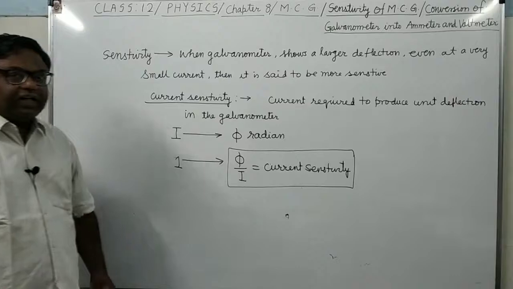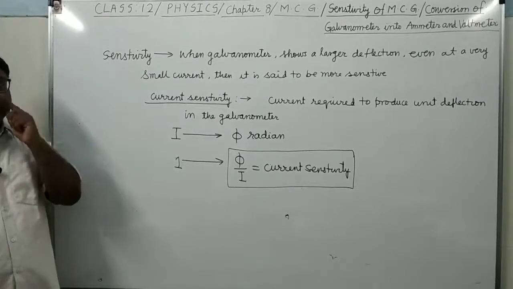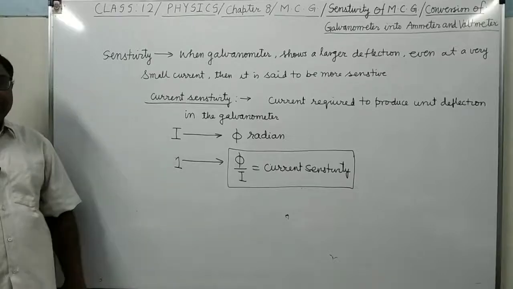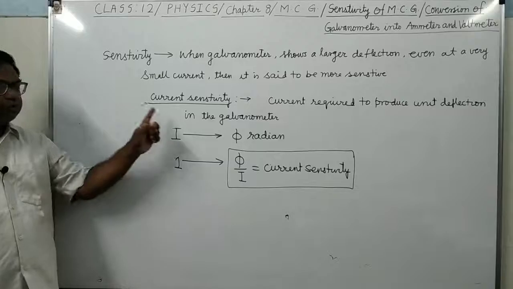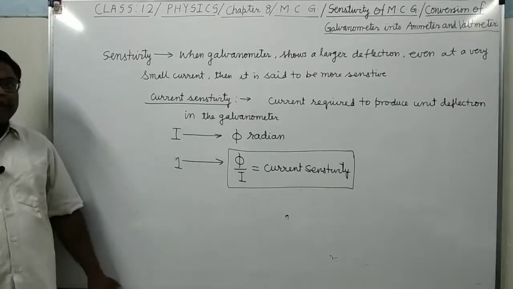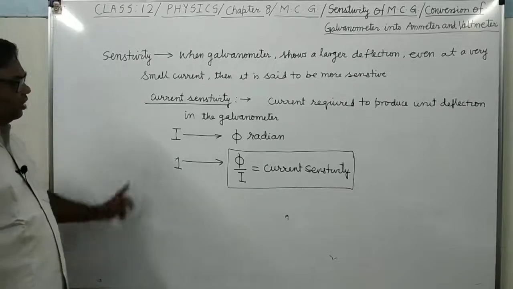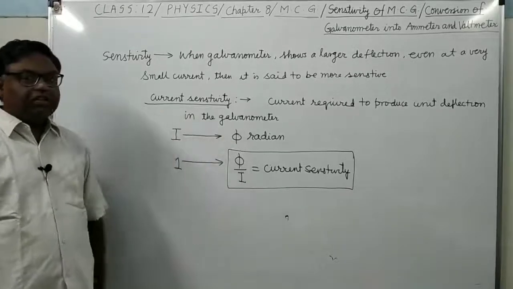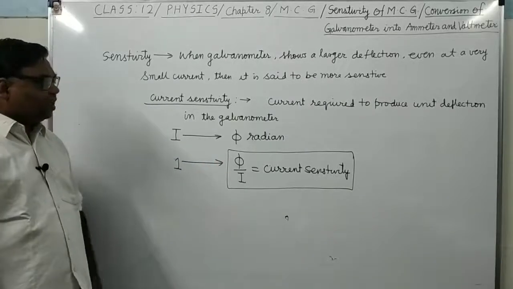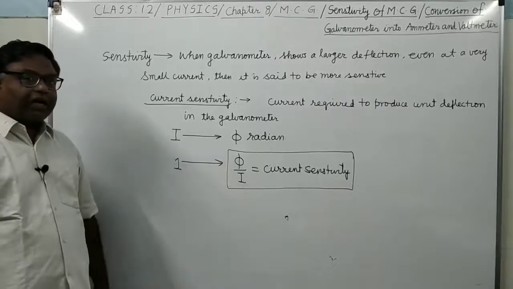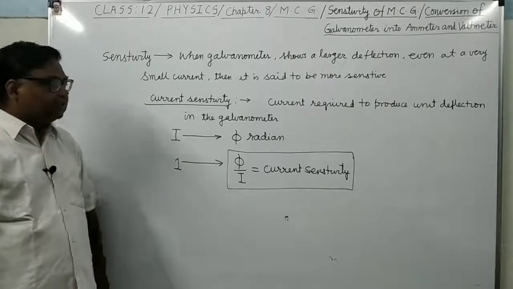Simply you can say that it is the deflection per unit current, the deflection produced in the galvanometer on passing unit current through its coil. It's clear. So I current is producing this much deflection, so unit current will produce 5 upon I deflection. So this will be the current sensitivity.